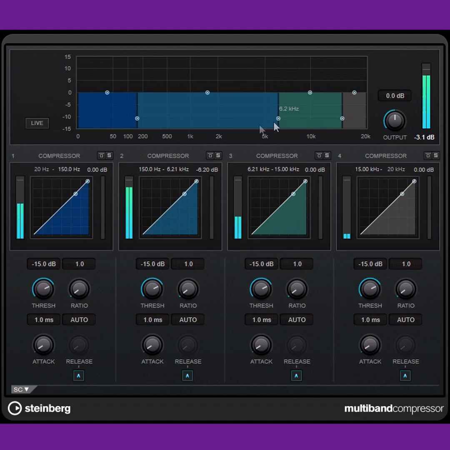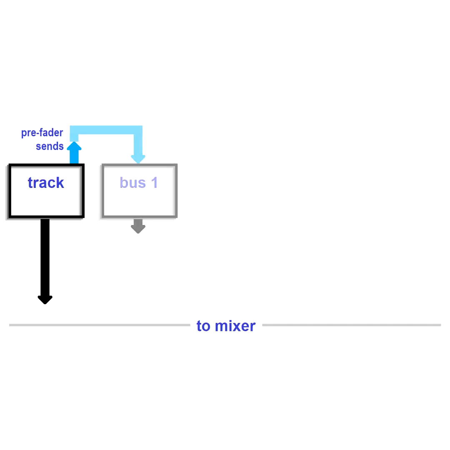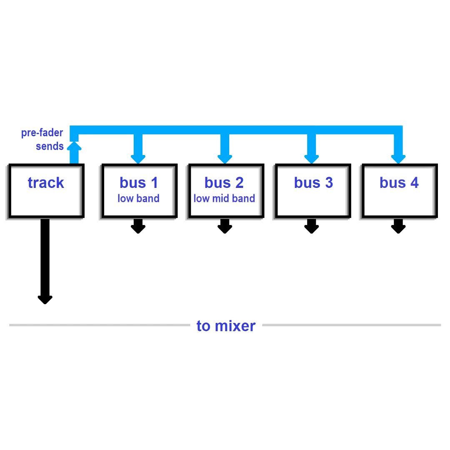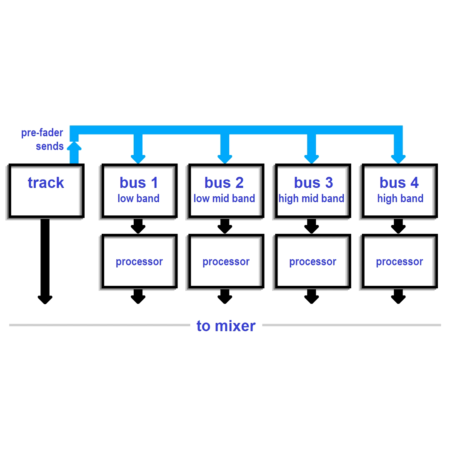For multiband processing, split your audio into as many buses as you have bands and copy the multiband compressor into each bus. Solo individual bands and any processors after the multiband compressor will process only the band that's soloed.